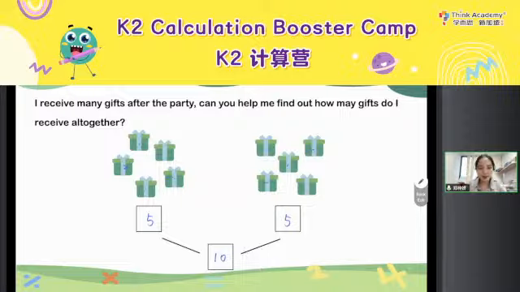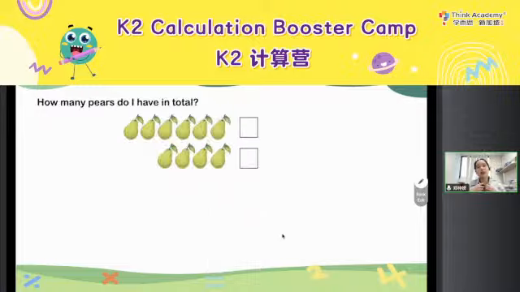Okay, amazing job. Now, let's look at all the fruits, okay? So, how many pears do I have in total? Count it one by one. So, for the first one, I have 1, 2, 3, 4, 5, 6. 6 pears in here. For the second part, I have 1, 2, 3, 4.